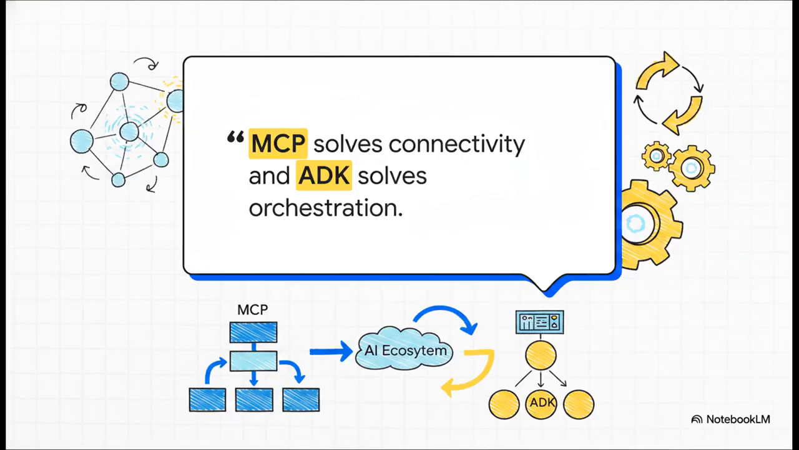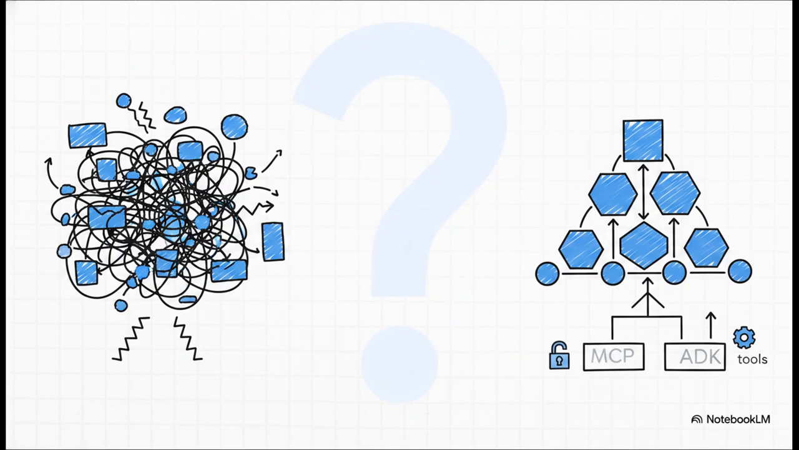And this brilliantly illustrates the core takeaway. To quote one of our sources directly, MCP solves this connectivity problem, and ADK solves the orchestration problem. Different layers, but complementary roles. They literally aren't competing for the same job. When you use them together, they create an incredibly powerful, interoperable AI ecosystem that's capable of automating hugely complex enterprise workflows reliably. So I'll leave you with this final thought to chew on.